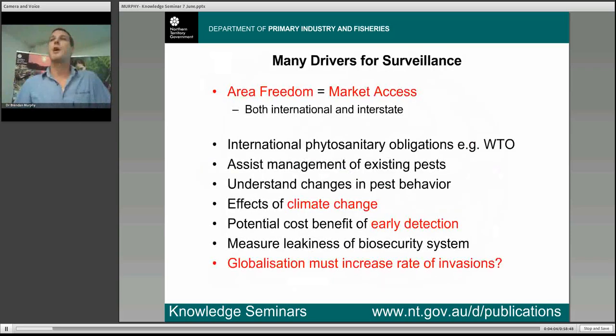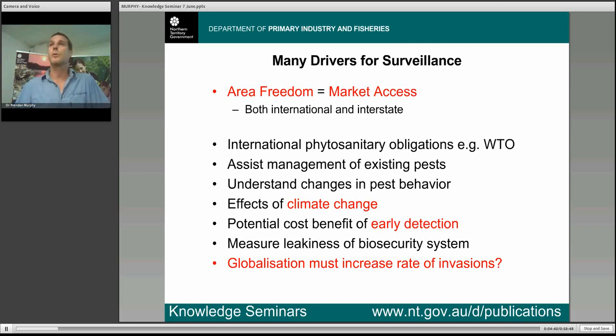So there are many drivers of surveillance. We need to ask, well, why do we do surveillance at all? And one of the key drivers is obviously to provide access to markets for products that we want to sell. So market access is a huge driver. And we can look at that both in terms of international and interstate in the case of Australia. We also have international obligations, for example, under the World Trade Organization. There are a lot of standards and specifications that describe activities we should be doing, for example, ISPM, International Standards for Phytosanitary Measures.